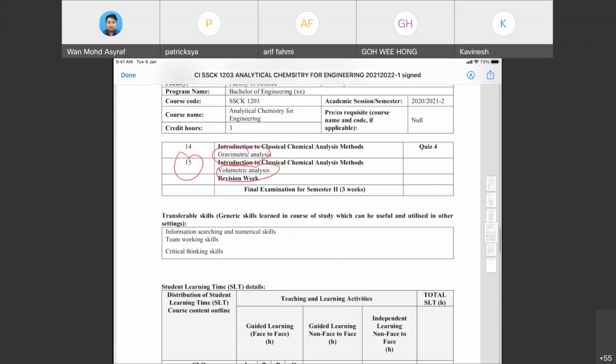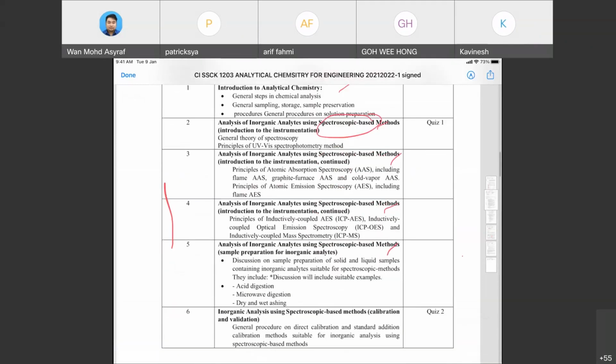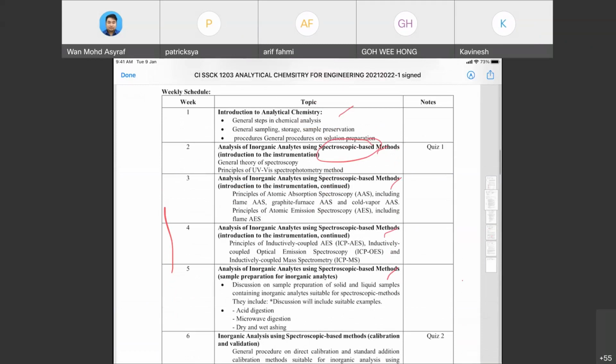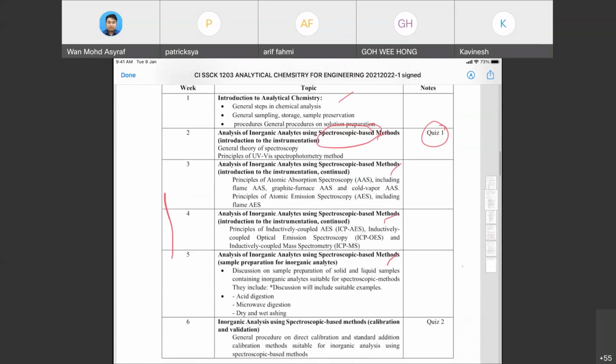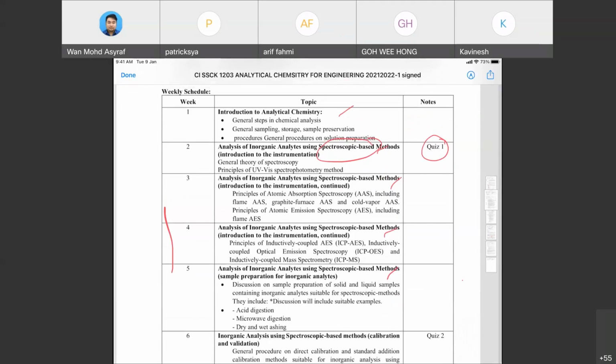The quizzes will be given whenever we have learned a topic, so we have a simple quiz. It is stated here that in week 2, which means next week, we will have quiz 1. But I think that is going to be too early for quiz 1, so maybe we will do quiz 1 on week 3, okay? So we delete this. Quiz 1 will be on week 3. We can just decide now.